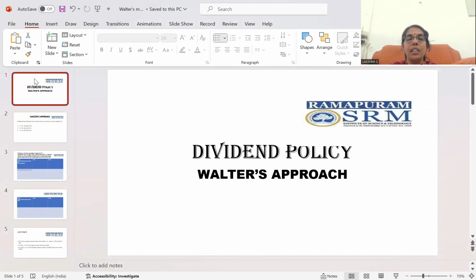One is the theory of relevance and the other is the theory of irrelevance. In the theory of relevance, we have two approaches. One is Walter's approach, another one is Gordon's approach. Here, I'm going to explain the Walter's approach model of dividend policy.